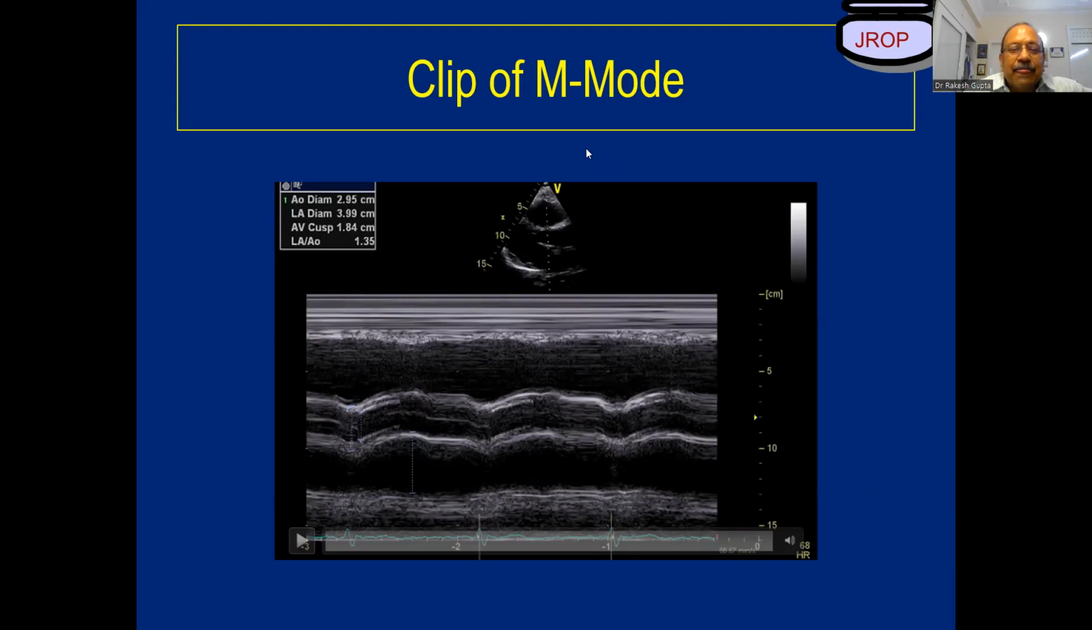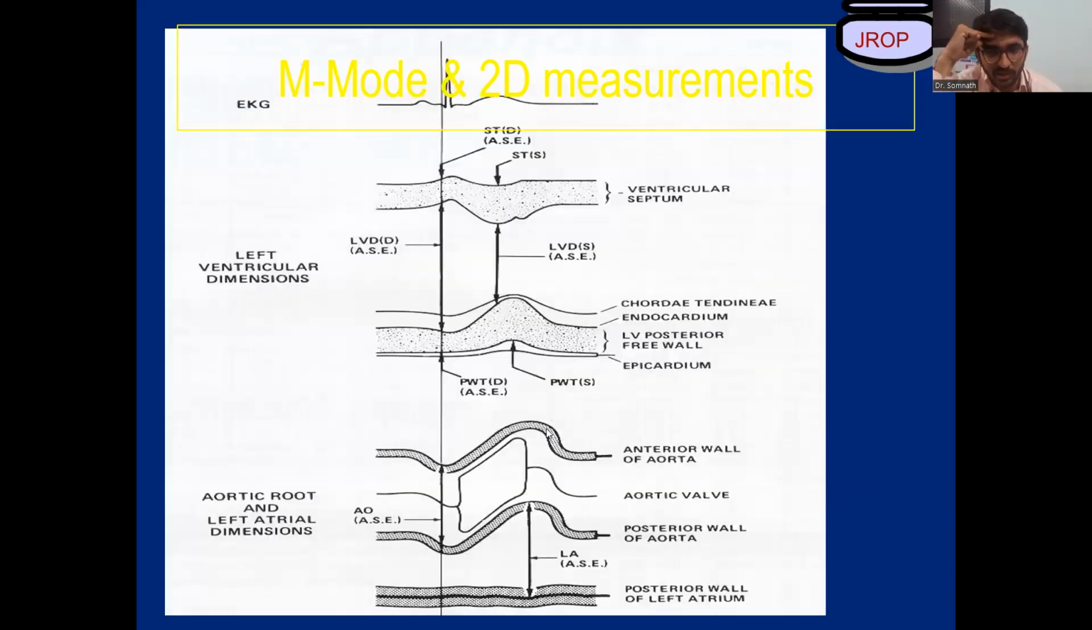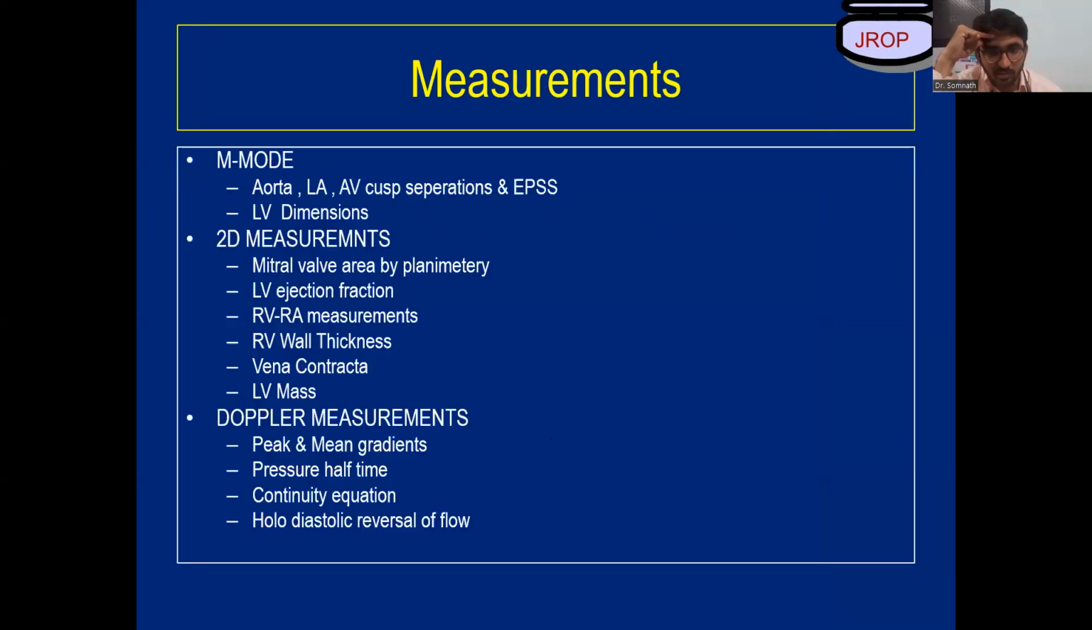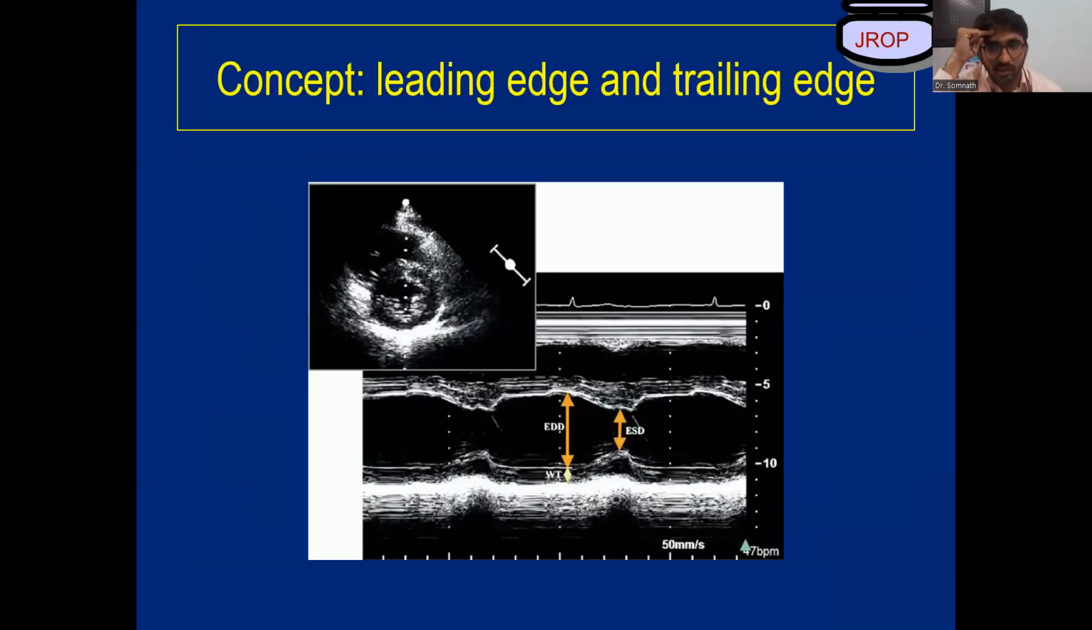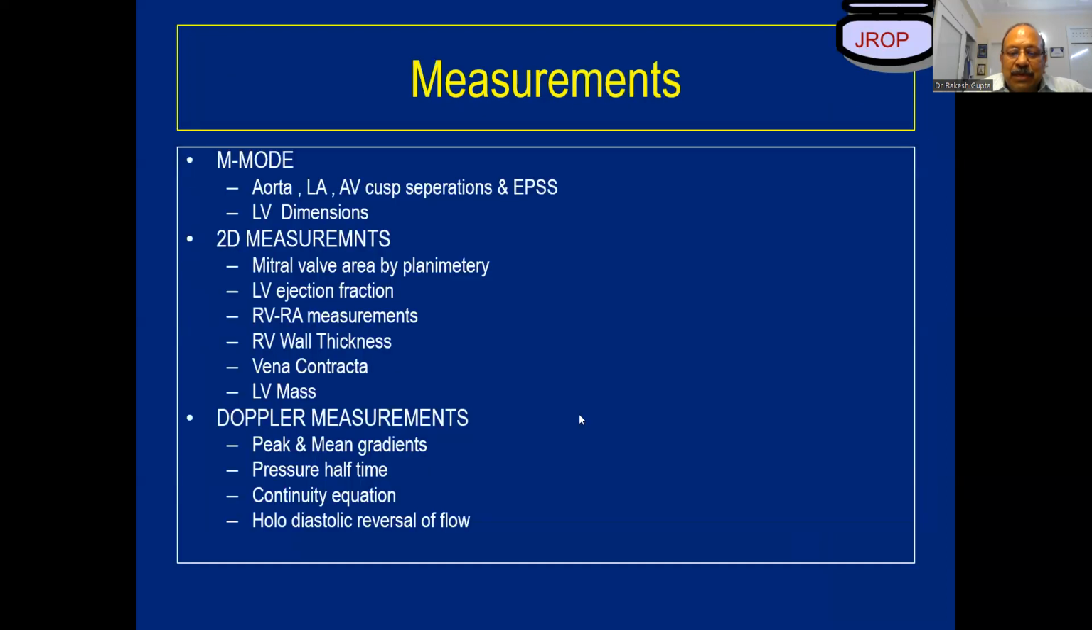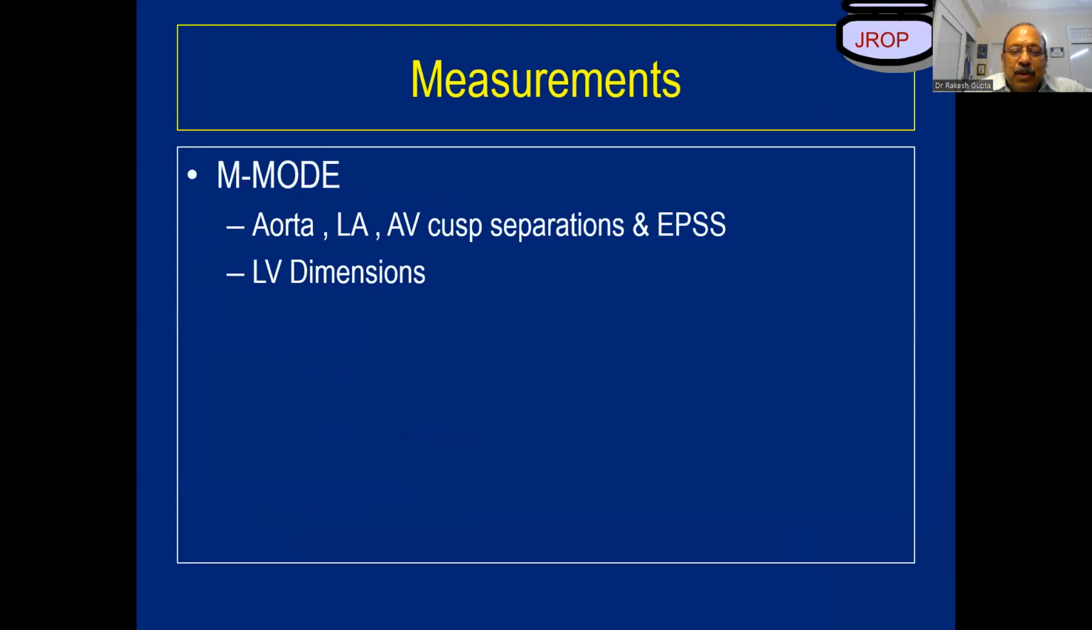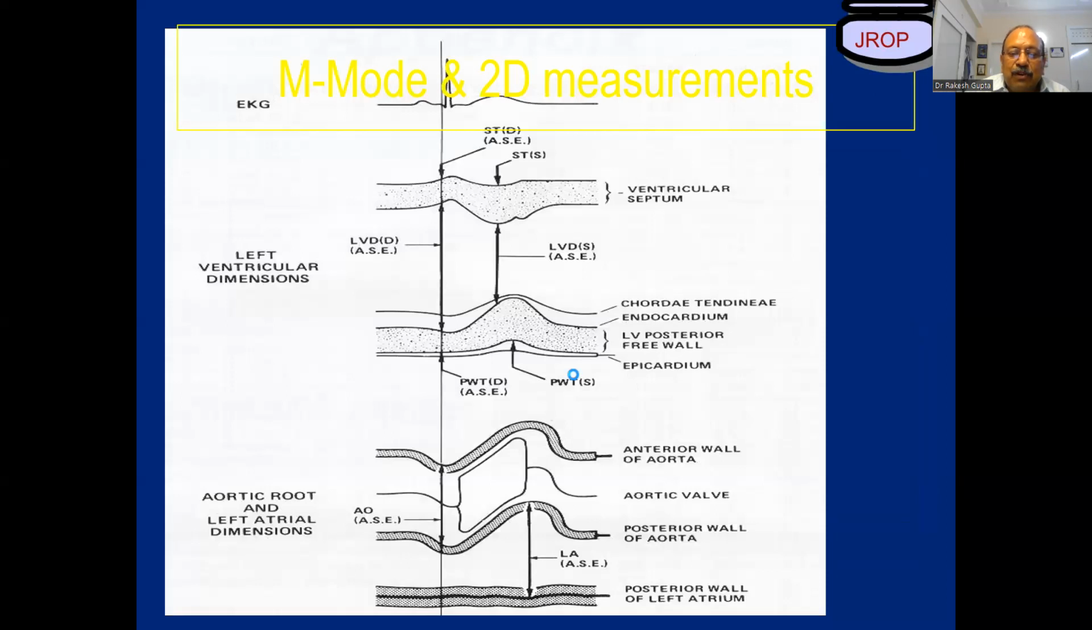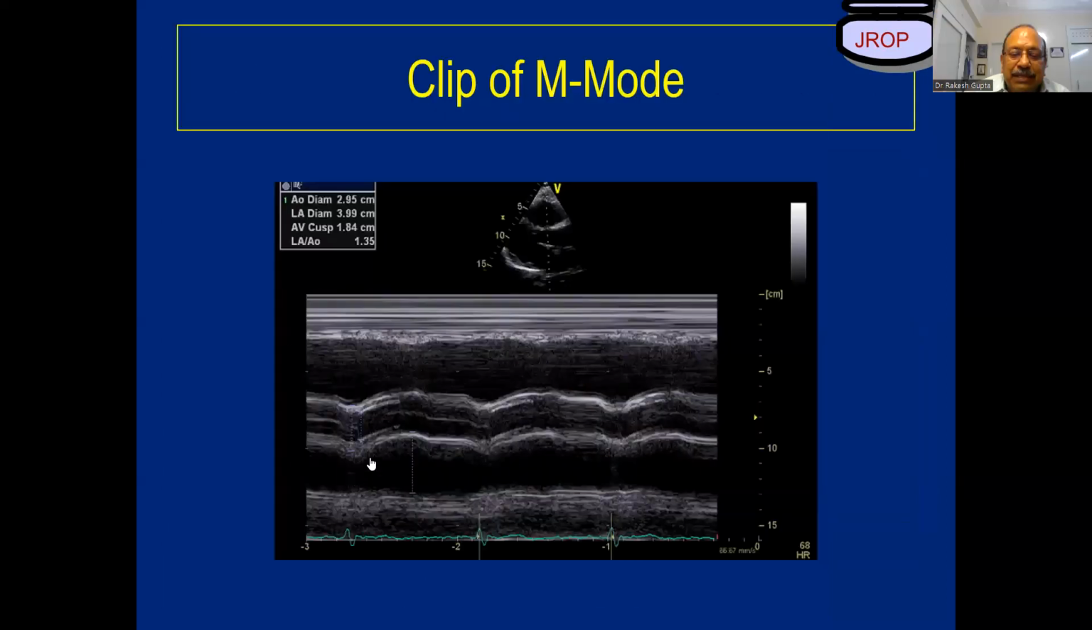While getting measurements, you were mentioning that this is LV measurement, but is it about LA measurement? The last part of the M mode tracing is the LA cavity. This is LV. So I'm not talking of LV at the present moment. I'm talking of aorta, LA, AV cusp separation, then LV dimensions. Okay, so let's move on to the LA measurements.